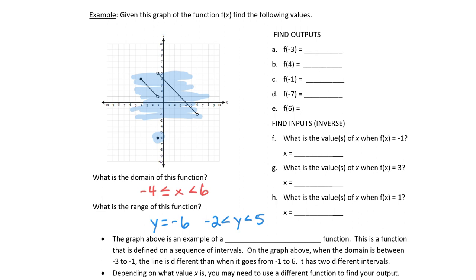This graph above is an example of a piecewise function. This is a function that is defined on a sequence of intervals. On this graph above, you can see that we've got this piece and this piece, and then we've even got this single point here too, where our function takes on different patterns depending on where you are in the function. So depending on what value x is, you may need to use a different function to find your output. So let's take a look at some piecewise functions written as functions and not a graph.